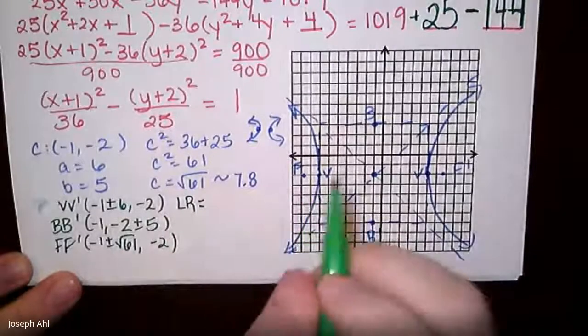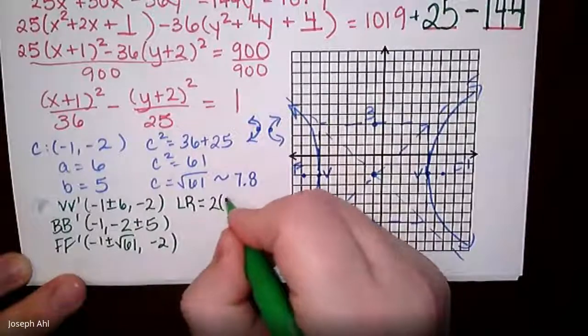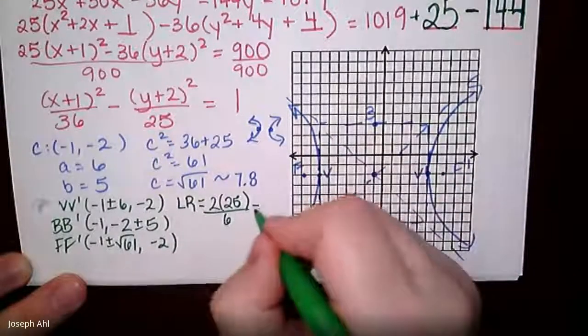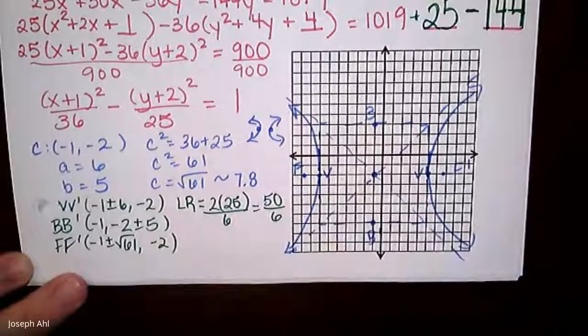Okay. LR is 2b squared over a. B squared in this one is 25, and that's going to be over a, which is 6. So that's 50 over 6. I realize that reduces, but you don't even have to, right? That would be 25/3 in this case.